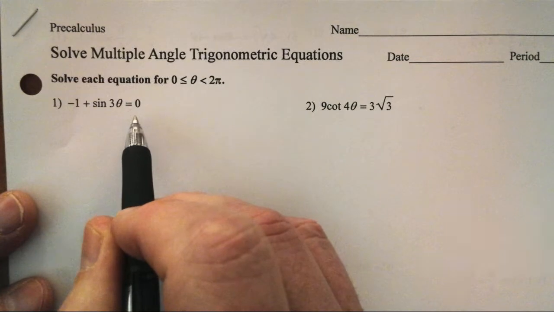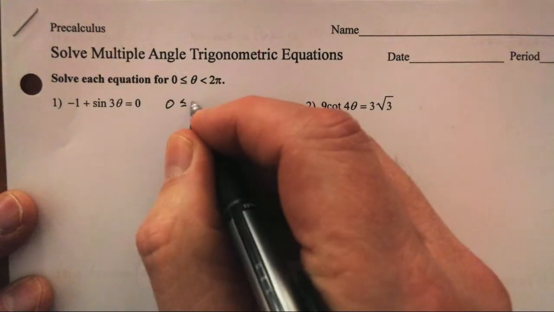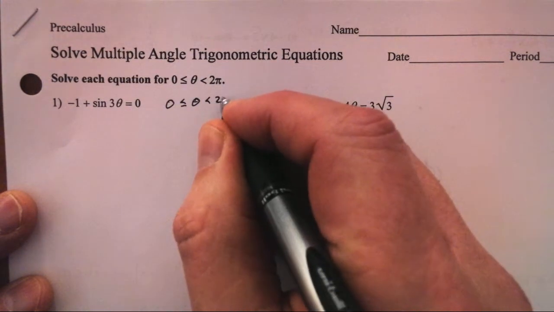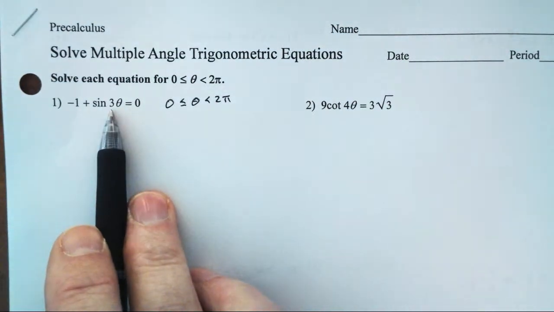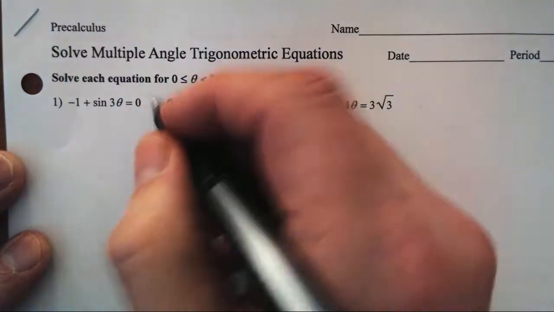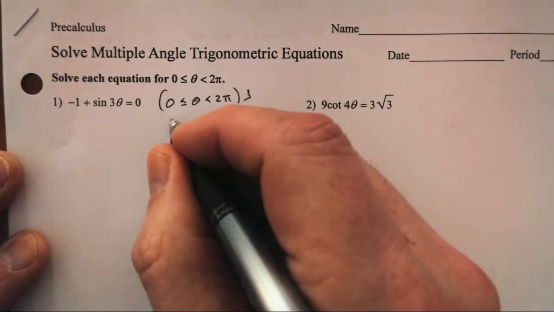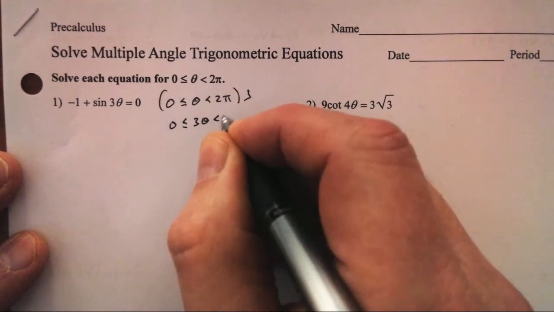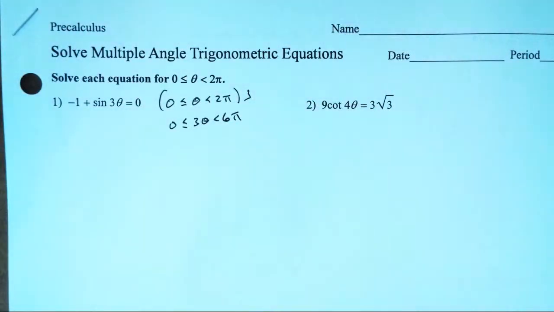So first thing we're going to do, I'm just going to rewrite that, and you wouldn't have to do it because we could just build off this one here, but we're going to do it later on. 0 less than or equal to theta less than 2 pi, but 3 theta is what we're working with in here as our angle. So I'm going to just multiply this inequality by 3, and I get 0 is less than or equal to 3 theta is less than 6 pi. And you'll see where I'm going with that a little bit later.